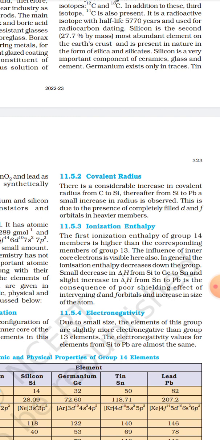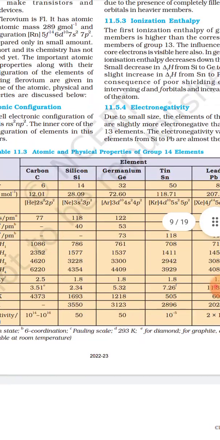Electronegativity. Due to the small size, the elements of this group are slightly more electronegative than the group 13 elements. The electronegativity values of the elements from silicon to lead are almost the same.